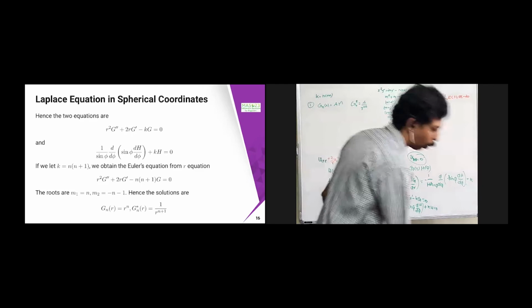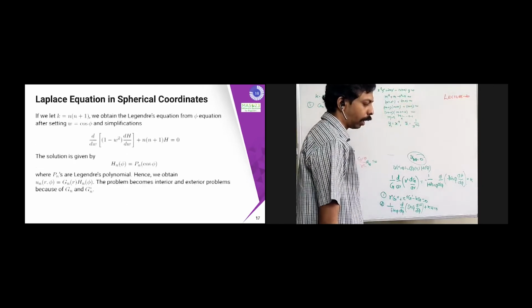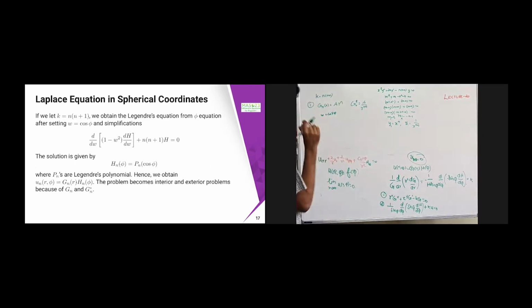So next you need to solve the second problem. In the second problem, I'm going to use again the same k equal to n into n plus 1. In this case, you can put one more substitution. If you put the substitution w equal to cos phi and then simplify this equation, you can calculate what is dw by d phi, and then you can substitute over there.